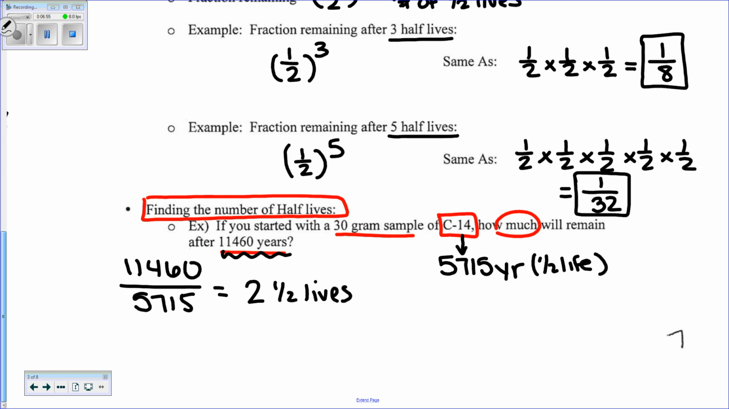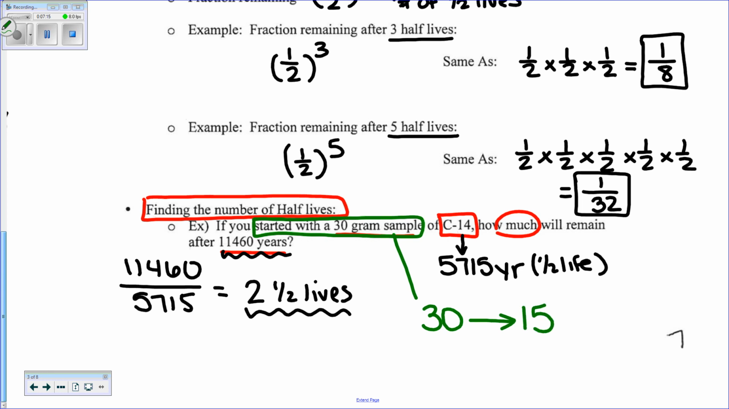So I'm not done with the problem, but that helps me. 2 half-lives. So I started, it said, with a 30-gram sample. So I started with 30, and then I'm going to cut it in half. So I have 15. That would be 1 half-life. Now I go through a second half-life, and I cut that in half. Half of 15 would be 7.5.